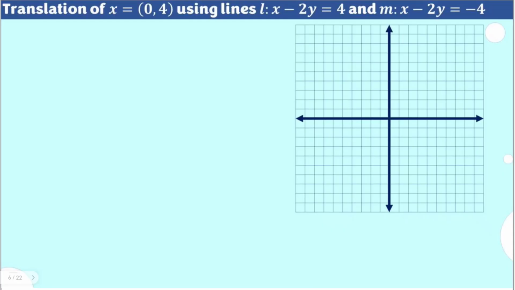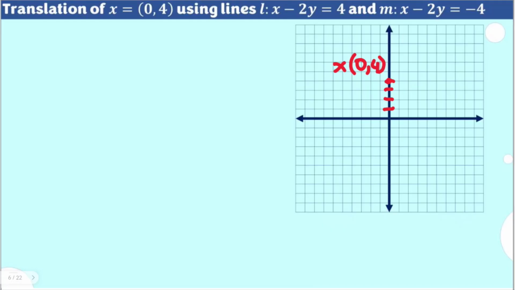But of course, let's start by plotting our point x on our Cartesian plane. It's actually at 0 and 4. So 0 and then 4, you have 1, 2, 3, 4, considering that each grid here is actually 4. This is our x. Okay, this is actually at 0 and 4.